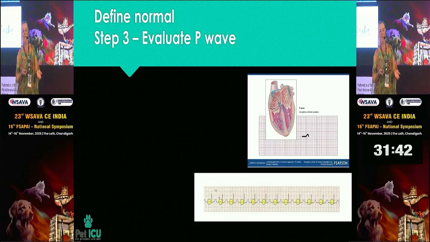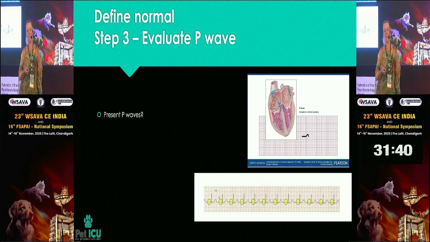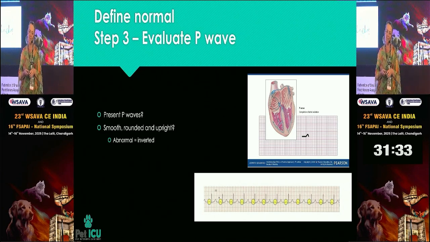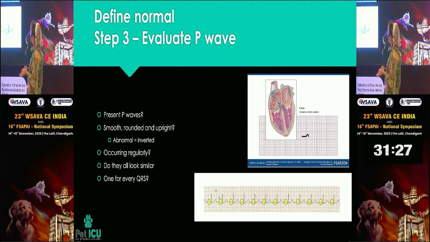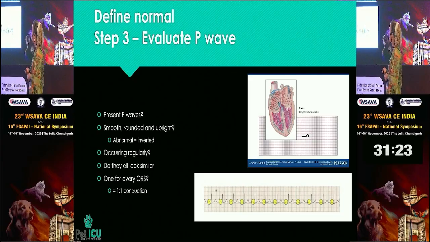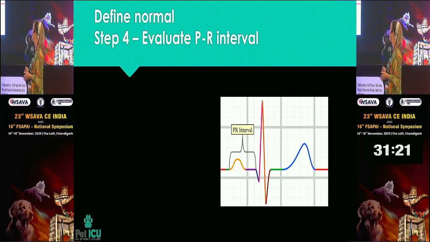So looking at your P wave, you want to see, is there a P wave present for every QRS? Is it smooth and rounded and upright? Sometimes they can be inverted. Are they occurring regularly? Do they all look similar? And is there one for every QRS? So you've got one-to-one conduction.